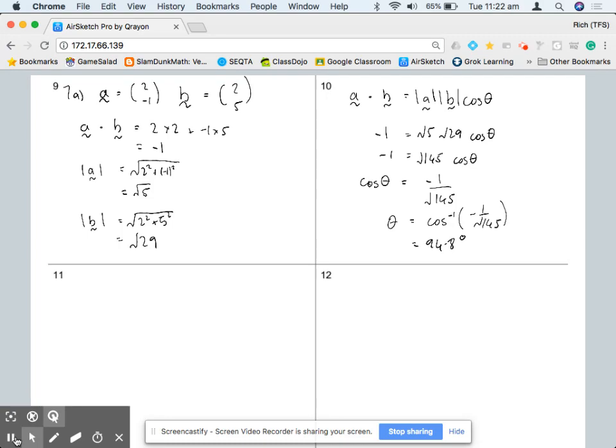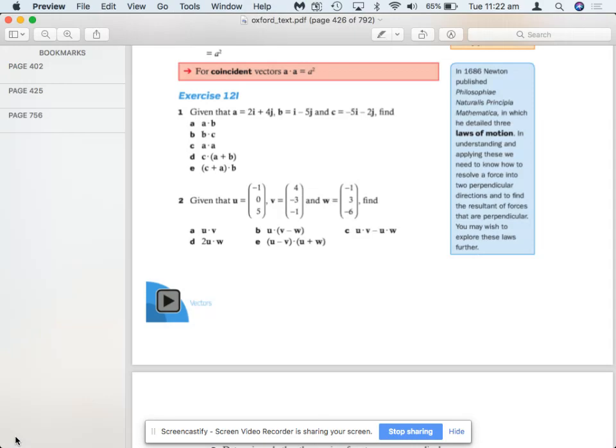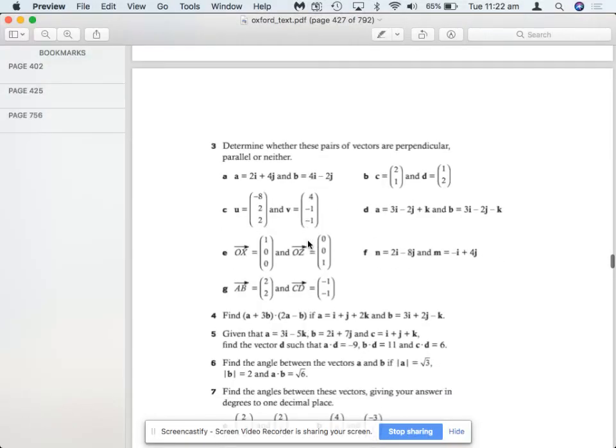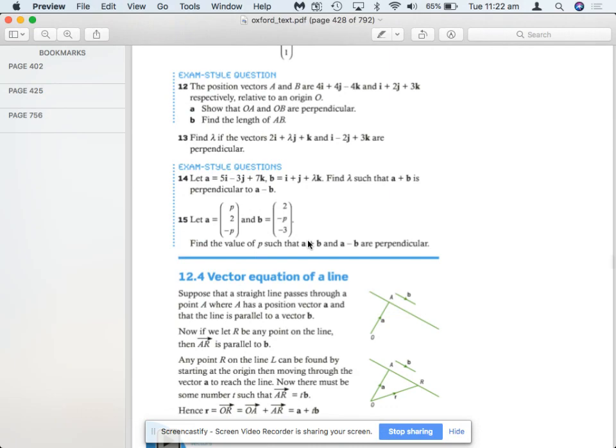Okay, I'm going to do question 12 now. Have I got time? Yeah, I got time. So question 12, I decided to draw a little bit of a diagram for it. I'm just going to show it on the screen now. Question 12 says the position vectors A and B, and the position vector is 4i plus 4j minus 4k. They're three-dimensional, but don't stress about it too much. It's relative to an origin O.